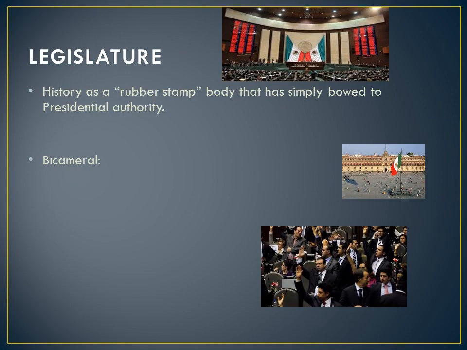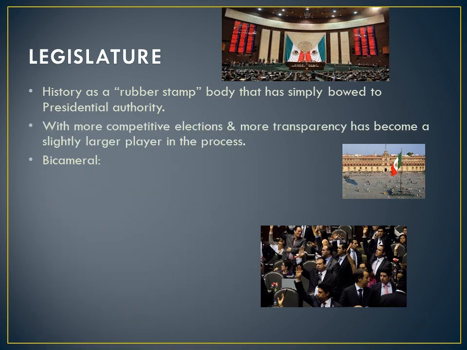The Mexican legislature has a history of being a rubber-stamp body that has simply bowed down to the authority of the president. However, as elections have become more competitive and more transparent, it is becoming a larger player to balance out the executive in the political process.